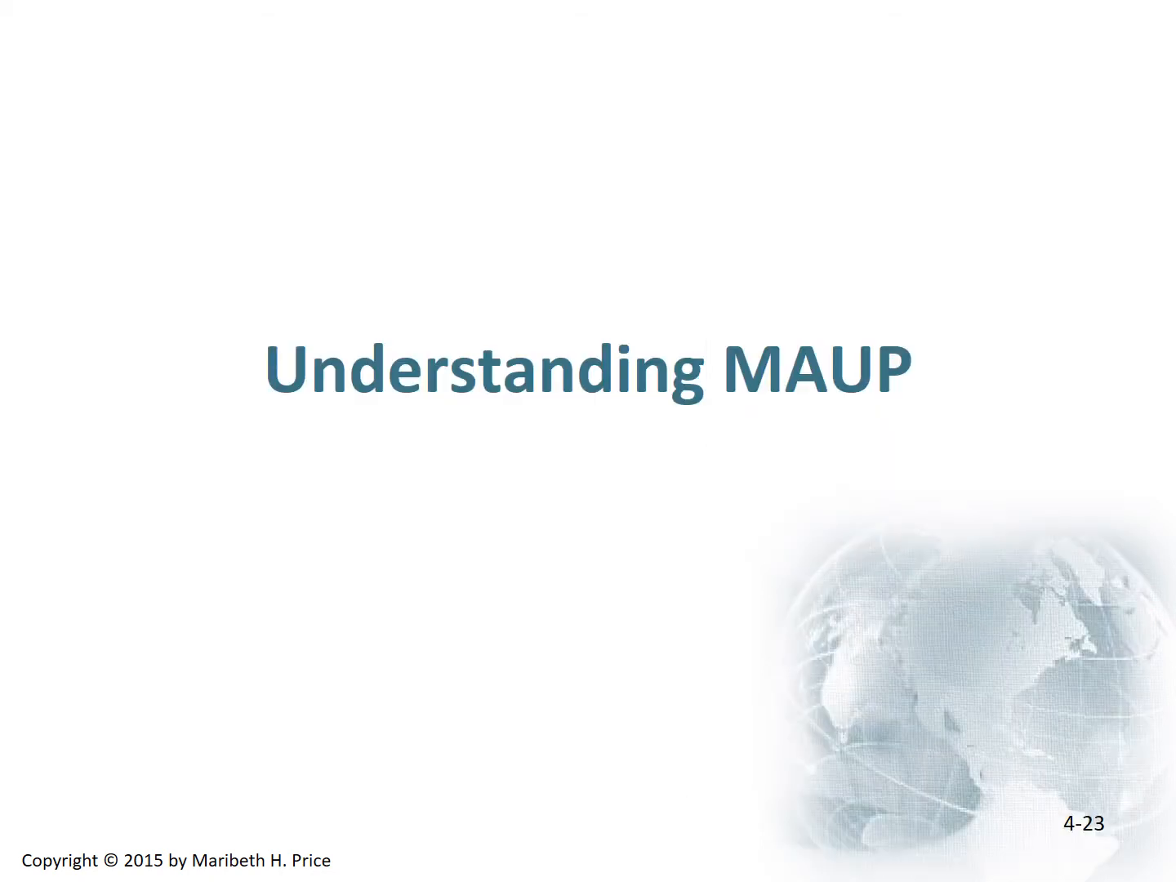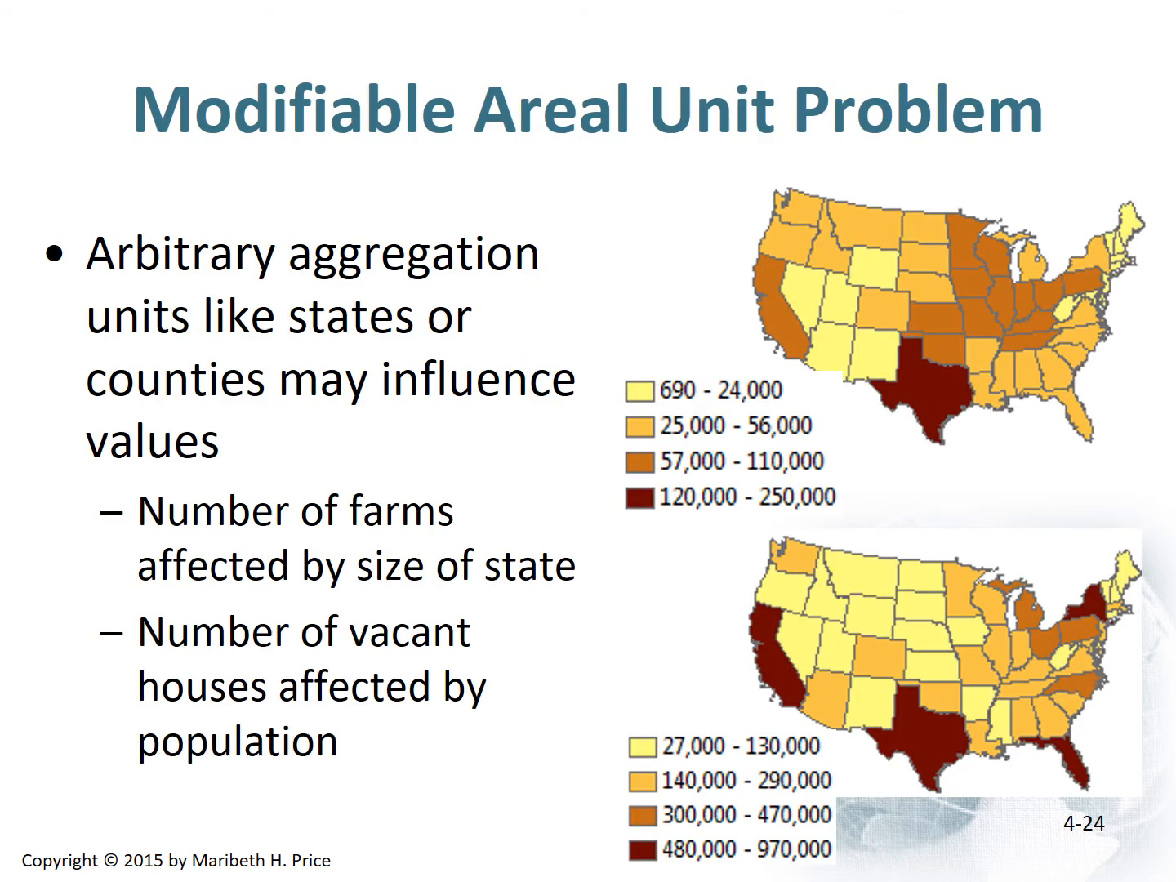Now let's talk about our good old friend MAUP, Modifiable Areal Unit Problem. So what does this mean? This happens when arbitrary aggregation units like states or counties influence values. For example, the number of farms is affected by the size of the state. The number of vacant houses is also affected by the population. And so some other thing that we're aggregating data by, some arbitrary boundary, could influence how we look at a particular field.